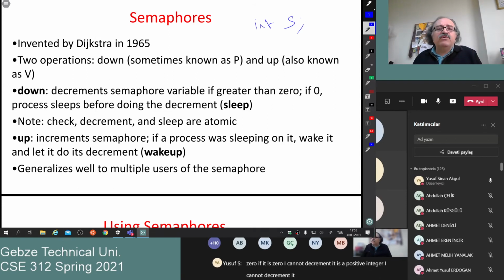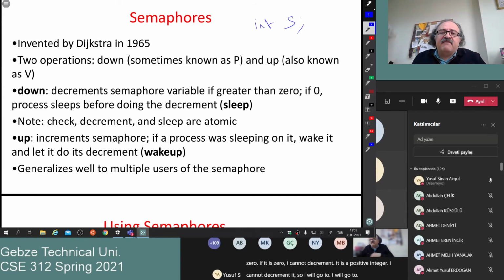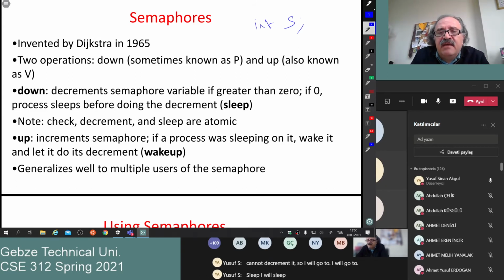So I will go to sleep, until somebody increments this semaphore to make it 1, so I can decrement it and make it 0 again.